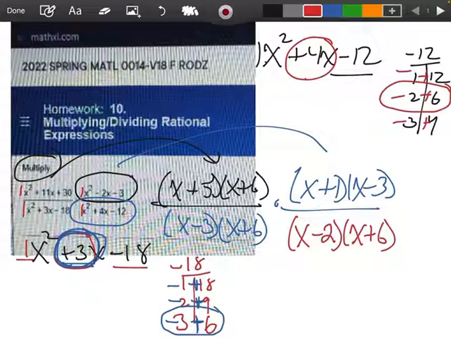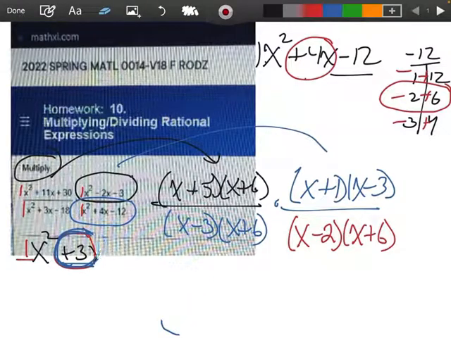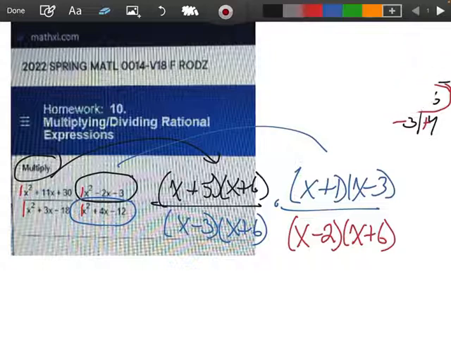Okay, now all we need to do is cancel out our common factors, okay? So let me clean up some of this mess here. And I don't need this one anymore either. Okay, so now let's see. x plus 6 and x plus 6 will cancel. x minus 3 and x minus 3 will cancel. And let's see, it looks like that's it.